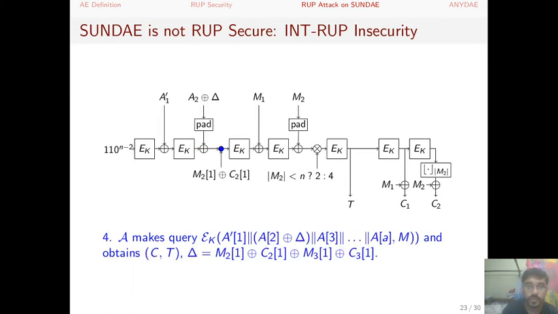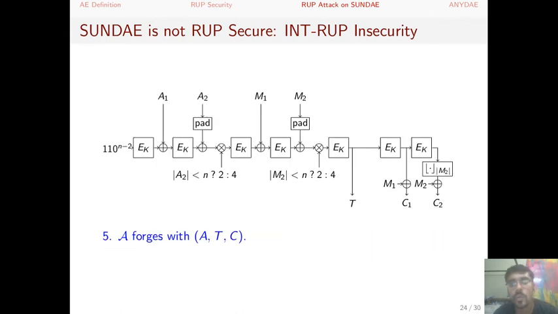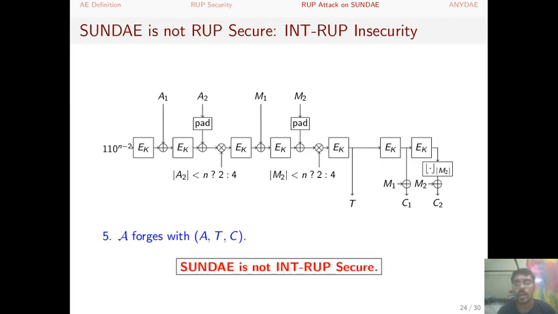block. Okay. Now the adversary makes an encryption query where the first associated data block is set to A'1, and the second associated data is set to A2 plus delta, where delta is M21 plus C21 plus M31 plus C31, followed by some arbitrary associated data blocks and some message M, and it obtains some ciphertext blocks and the tag T. Now the adversary will forge with that associated data A, the tag T, which is obtained as a result of the encryption query, and the ciphertext C, right? So that says that this Sunday is basically not an entirely secure authenticated encryption scheme.